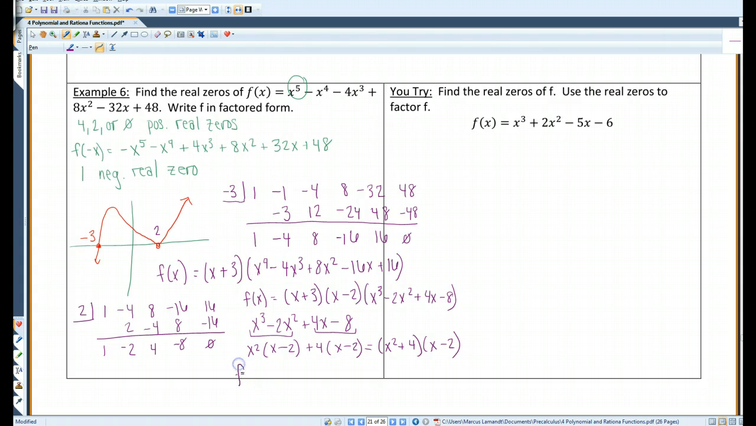So my final factored form is x plus 3, x minus 2 squared, because there's 2 of them, x squared plus 4. Okay, now if you think about it, this makes sense because we knew there had to be 4, 2, or 0 positive real zeros. When we see only one positive real zero in the graph, that real zero is probably going to be squared. So there's 2 of them. Alright? So I'll also put this. Negative 3, 2, and this one isn't real.